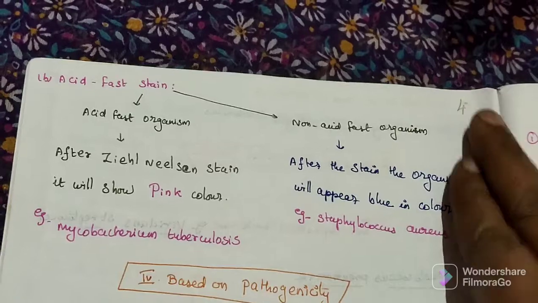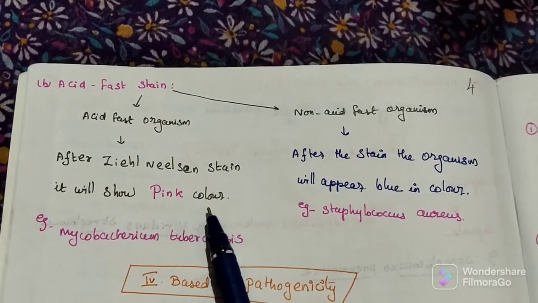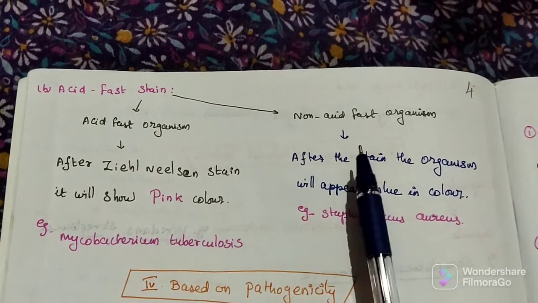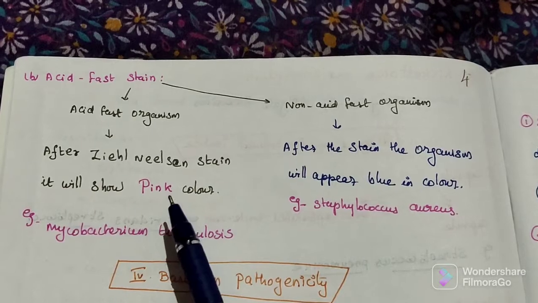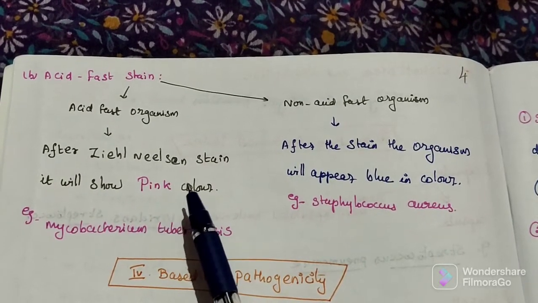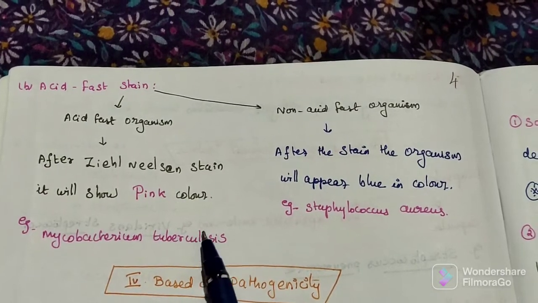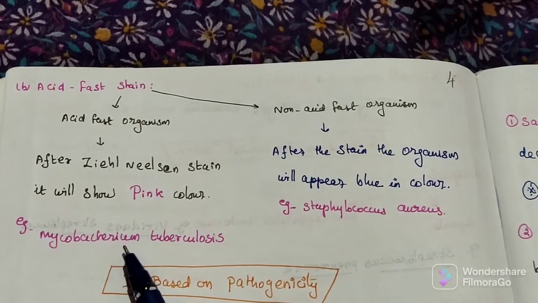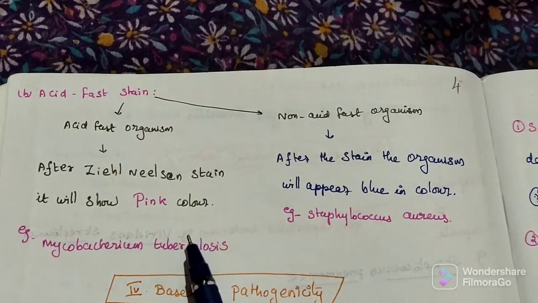Second staining: acid fast staining. In acid fast staining, pink color appearing means positive, blue color appearing means negative. Example of an acid fast staining organism: Mycobacterium tuberculosis. It is a specific staining method for identification of Mycobacterium tuberculosis.